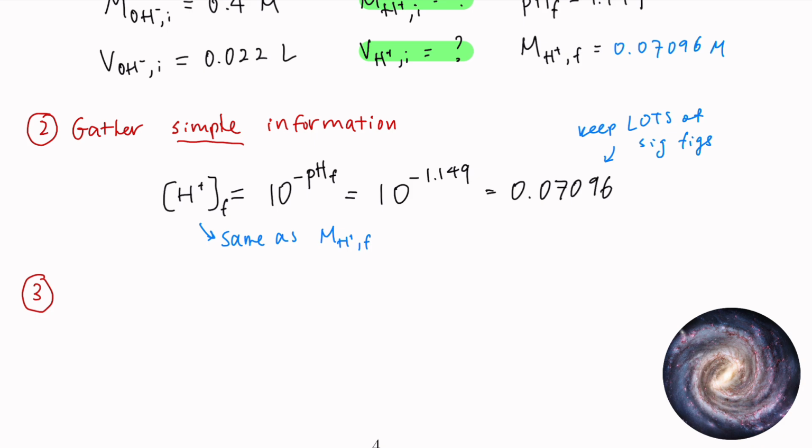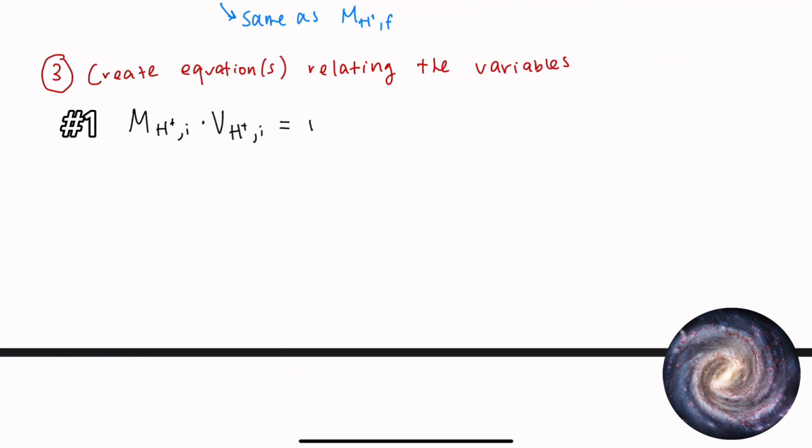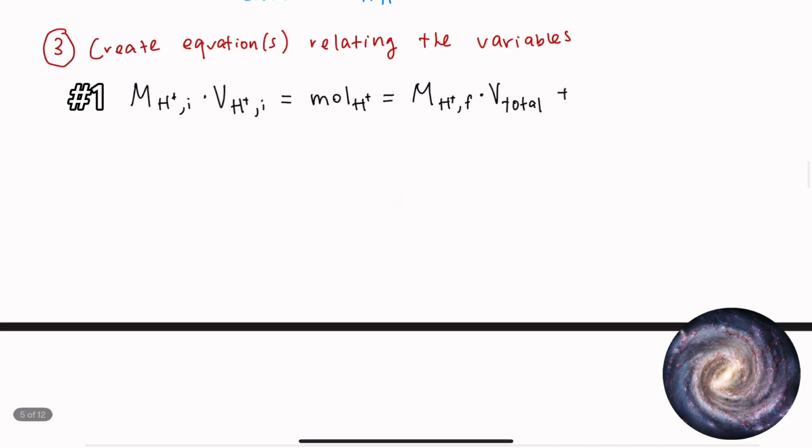Step 3. Now, to resolve the last bits of our information, it's often going to be very useful to create an equation or equations that describe what's going on in this system. This will allow us to relate the variables together and potentially form a system of equations that we can use to solve for both of our two unknowns, because two unknowns requires two equations to solve. So first, this equation relates the initial molarity and volume of H+, or the moles of H+, to our final molarity and volume of H+.